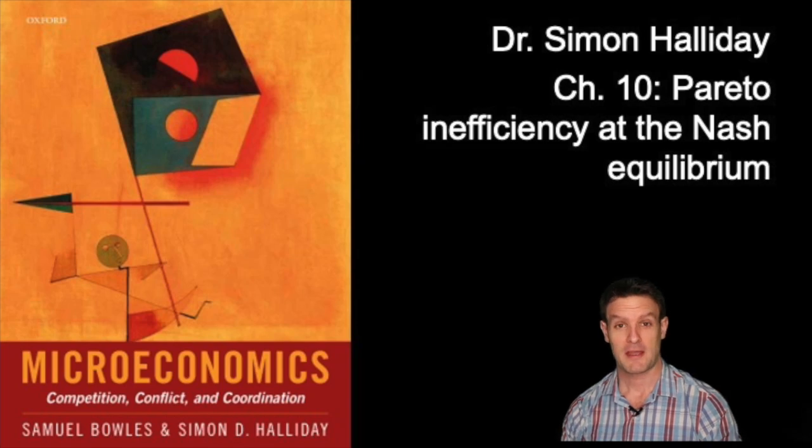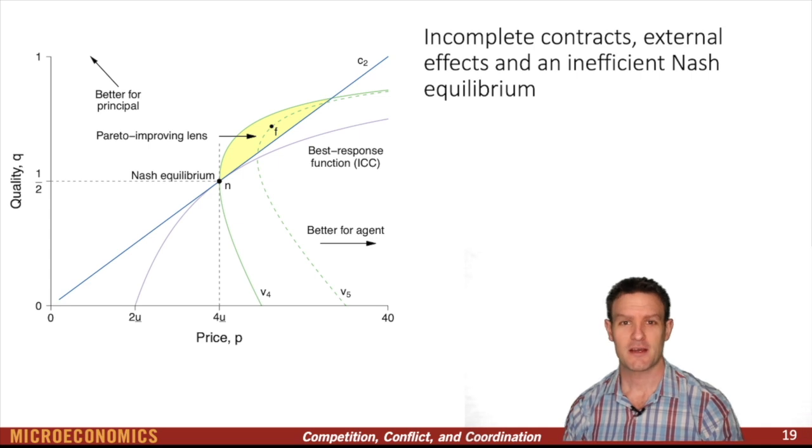Here we're going to talk about the fact that the Nash equilibrium is Pareto inefficient. We're going to try to think about how we actually diagnose the fact that it's Pareto inefficient. So, to start, what we've done is we've taken the figure that we saw previously of the best response function with the isocost curve, and you can see that here.